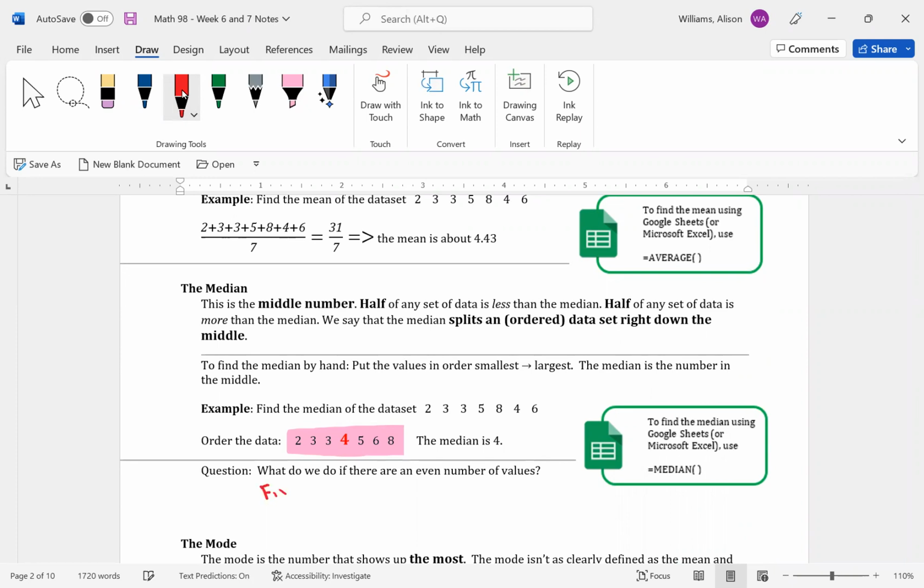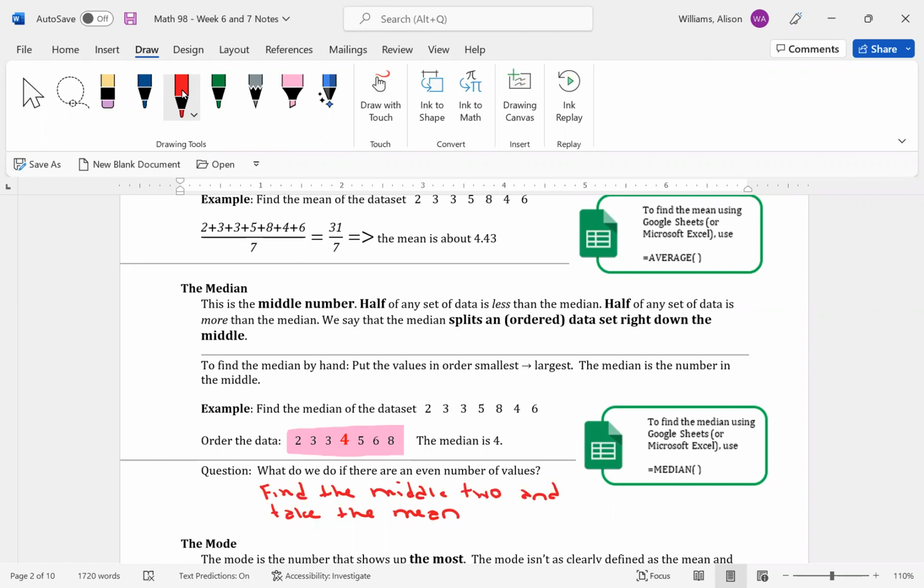So you find the middle 2 and take the mean of them, or add them together and divide by 2. Wow, that's the word 2, and it didn't look like the word 2. There we go. That's better. So you find the middle 2 and take the mean.